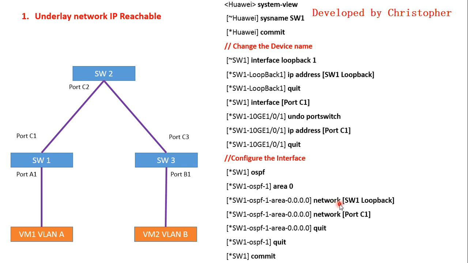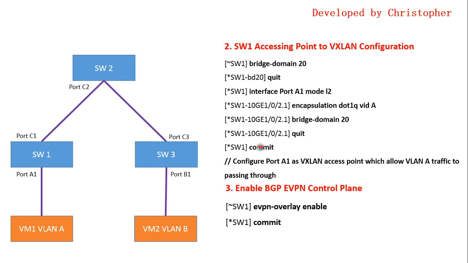For this one, these are the networks: switch 1's loopback, and then the network of port C1, and then quit, and save. Okay. In this step, the underlay network is enabled. Switch 1, switch 2, and switch 3 can talk with each other via the underlay network. And then for the next step, as you can see, we will configure our VXLAN network.